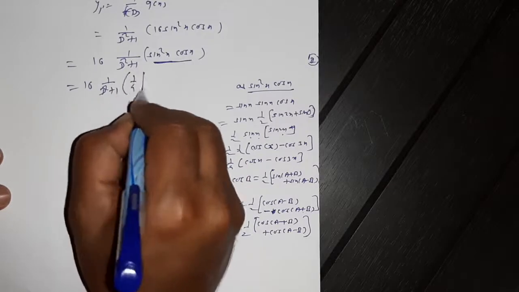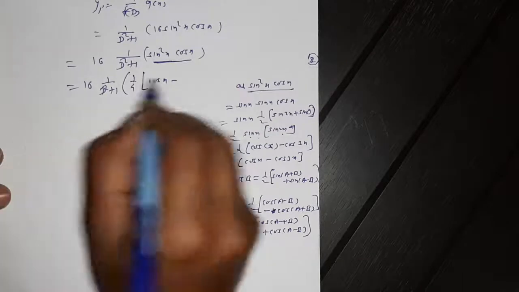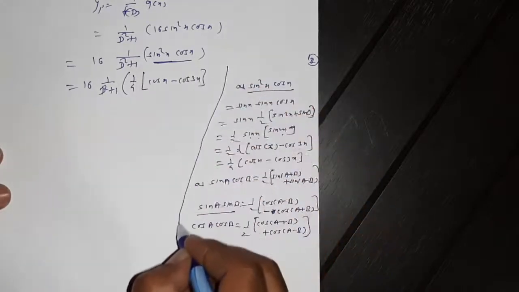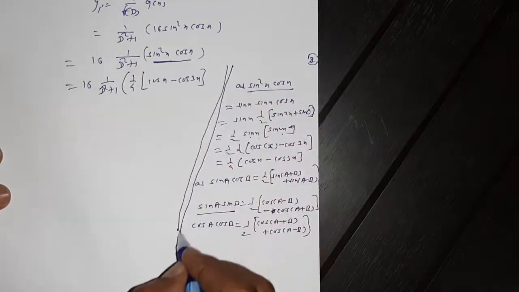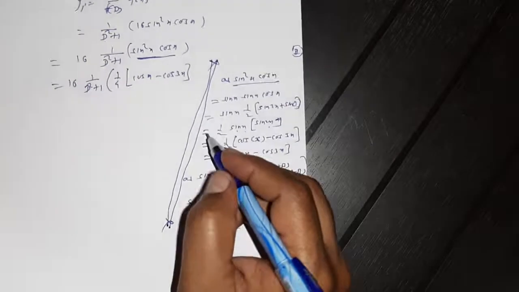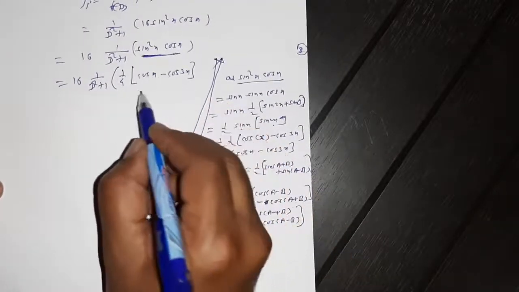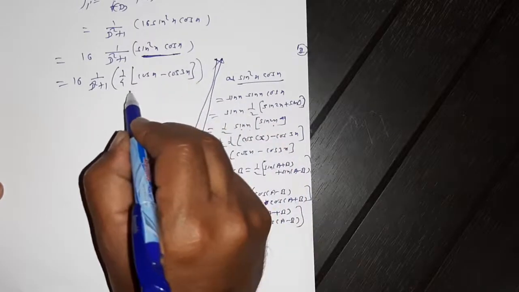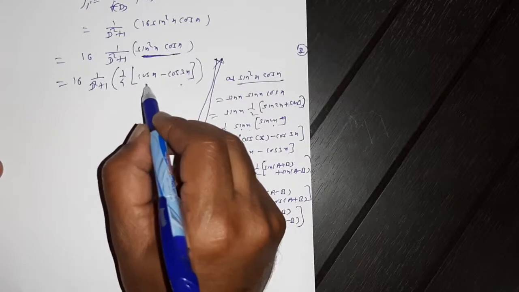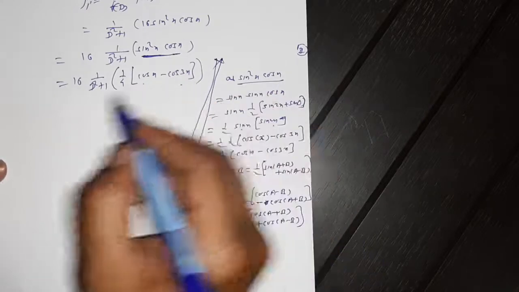1 by 4, cos x minus cos 3x. This is rough calculation. So first express this sin square x into cos x in this form. That is, this is the addition or subtraction of the terms of the type sin ax cos ax.